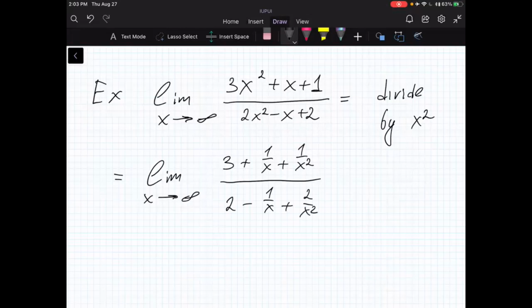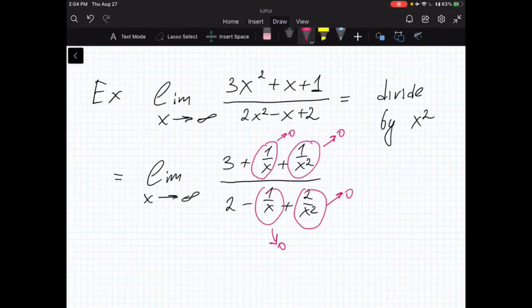Then 1 over x squared, when x goes to infinity, goes to 0. It's similar to 1 over x, which we discussed at the beginning of the class, but this approaches 0 even faster. When x is, say, 100, it will be 1 over 100 squared. The same happens in the denominator: this goes to 0, and this goes to 0. Finally, what is left is just 3 over 2. Okay?